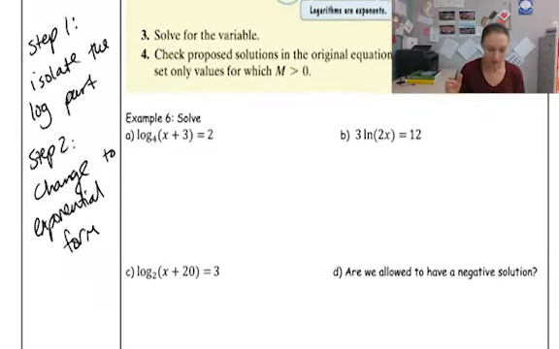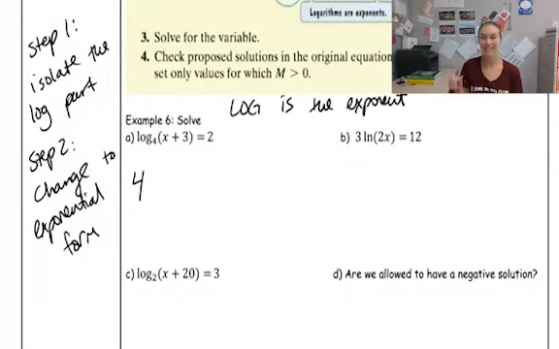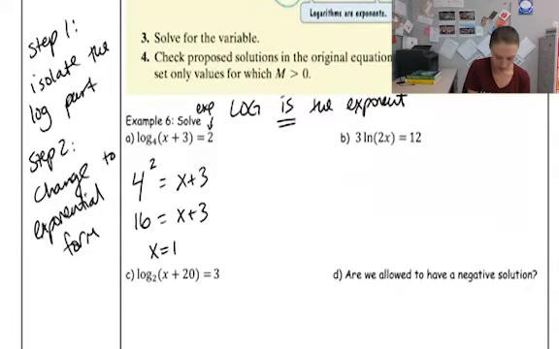All right, so example 6a, the log is already by itself, so we don't have to really do step 1. What we're going to do is change it to exponential form. So the base of the log, which is 4, is the base of my exponent. The log is the exponent. And if you think about what is in math, it means equals. So the log equals the exponent. So this here is the exponent. So 4 squared equals x plus 3, and then 4 squared is 16 equals x plus 3, and x equals 13.